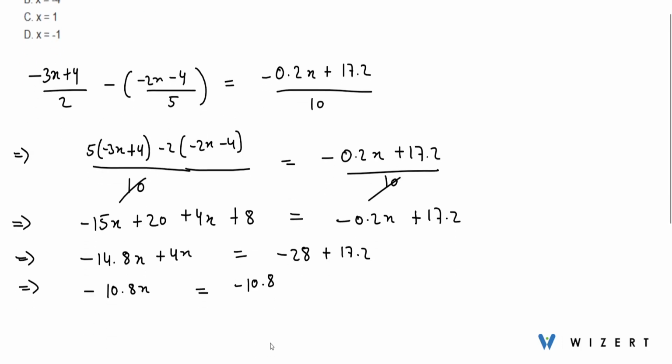So divide both sides of the equality by minus of 10.8 in order to get the value of x. So ultimately the value of x will be equal to 1. So x equals 1 will be the required answer. Therefore, upon checking the options, we see that option C is the required final answer.